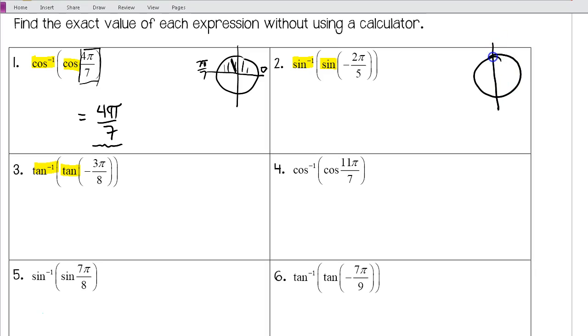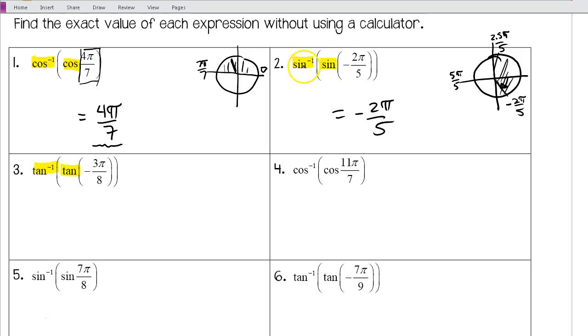We've got negative 2 pi over 5. So this would be 5 pi over 5, and this would be 2.5 pi over 5. So negative 2 pi over 5 is going to be somewhere around there. And we can see that that is in the domain for inverse sine. It's on the right part of the unit circle between pi over 2 and negative pi over 2. So the answer for this is just negative 2 pi over 5.